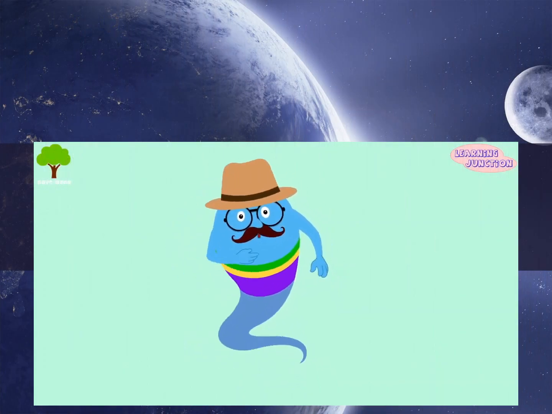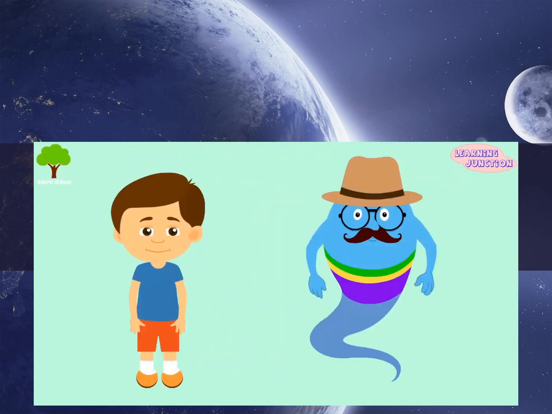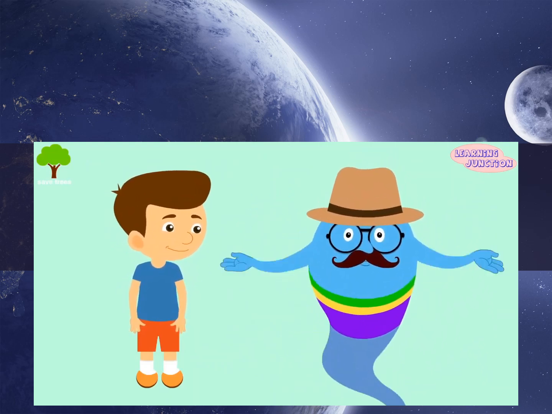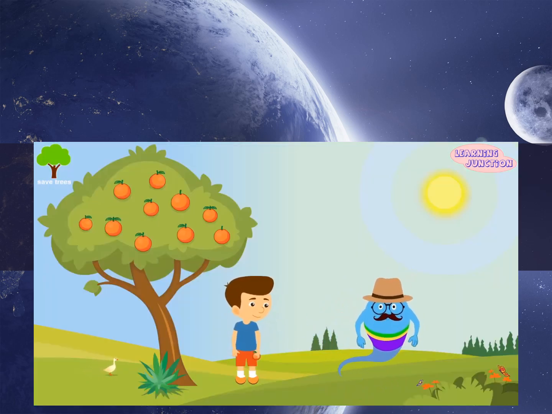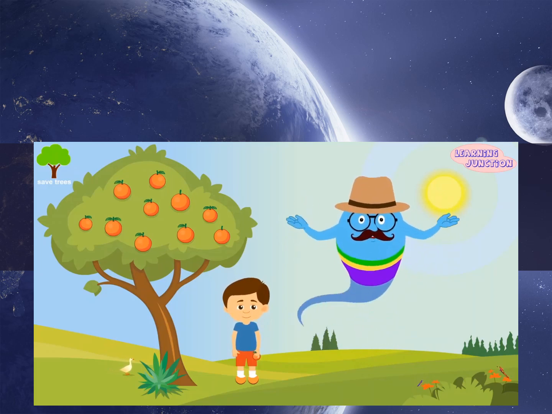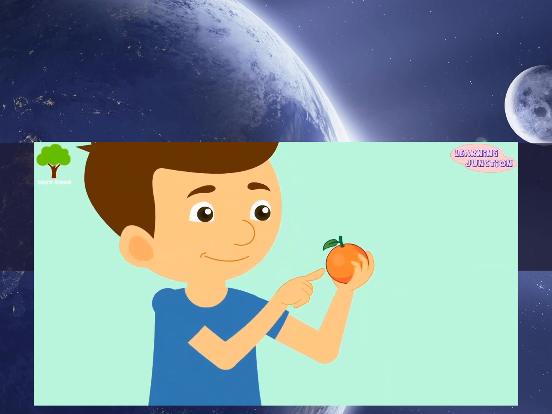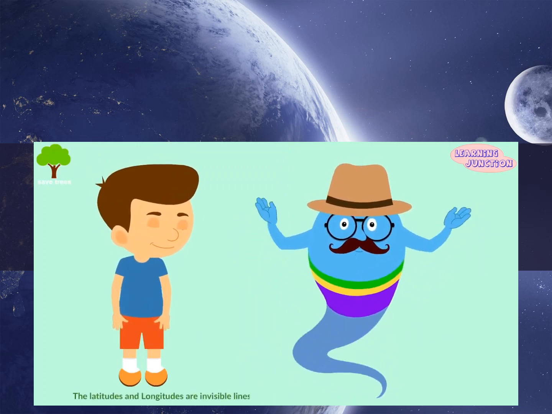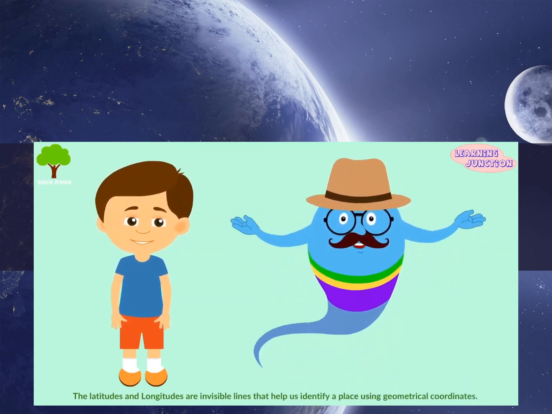Hello friends, today we'll learn about the latitudes and longitudes of the Earth. Have you ever wondered how the location or position of any place is determined? Let me explain this. Our Earth looks like an orange. It is spherical from the sides and flat at the top and bottom. The latitudes and longitudes are invisible lines that help us identify a place using geometrical coordinates.